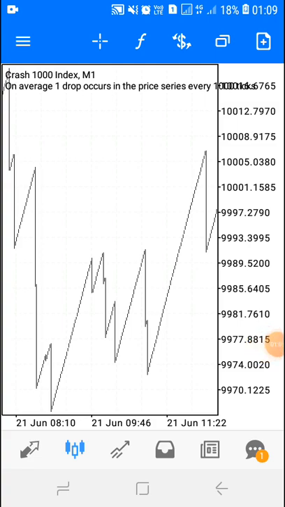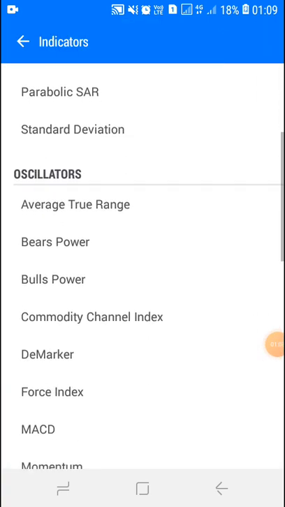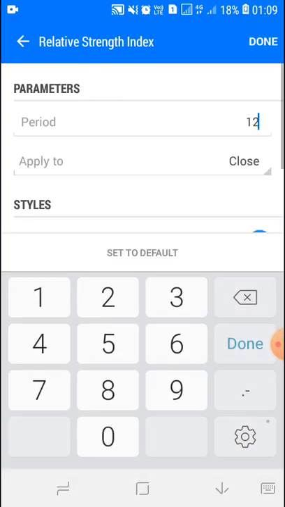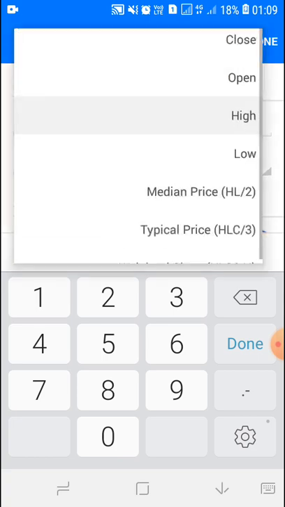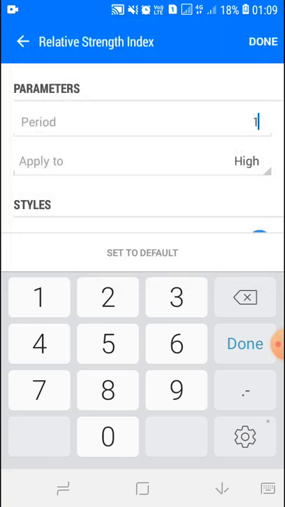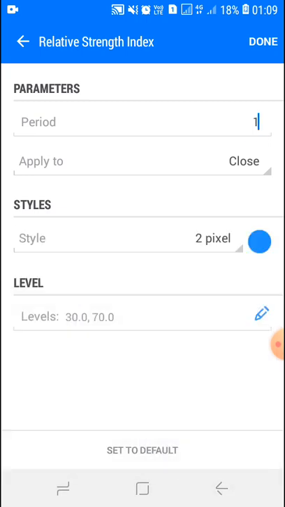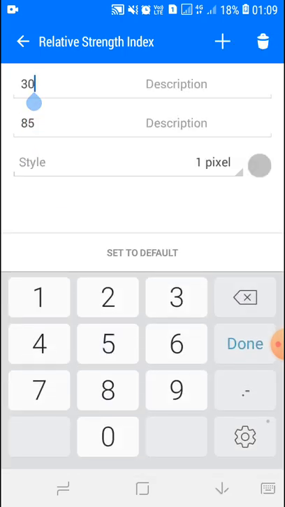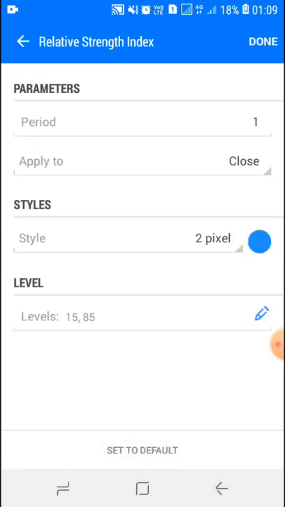So the first thing you want to do for this strategy is go to your RSI, and then make sure that your parameters are like this. Set the default. The parameters should be like this. The period should be 1, apply to close, style 2 pixel blue, but let me just change this over here, 85 and 15. So those are the levels you need for the relative strength index.